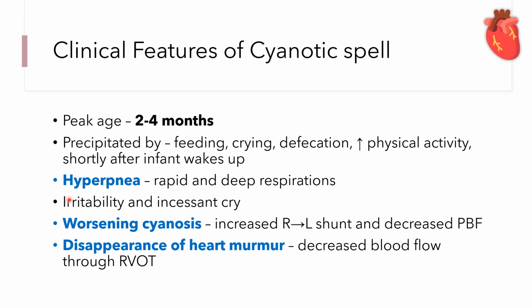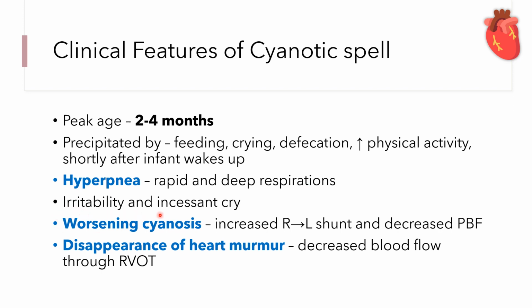So what are the clinical features of a cyanotic spell? The peak age of presentation of a cyanotic spell is 2 to 4 months and it is mainly precipitated by occurrences such as feeding, crying, defecation, increased physical activity, shortly after the infant wakes up. There is obviously hyperpnea, there are rapid and deep respirations, because the more there will be cyanosis, the less oxygen delivery to the tissues, there will be more hypoxia, metabolic acidosis. The metabolic acidosis will try to be compensated by a respiratory alkalosis, that means increasing respiratory rate so that the CO2 will be washed out.